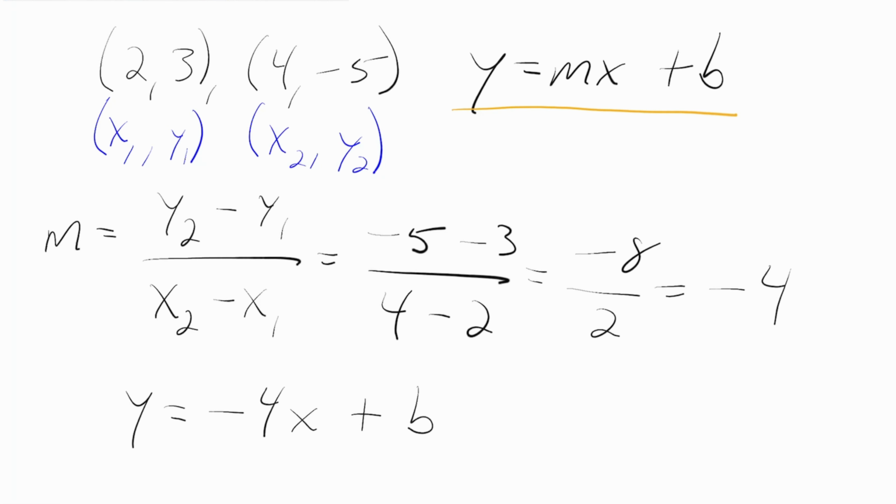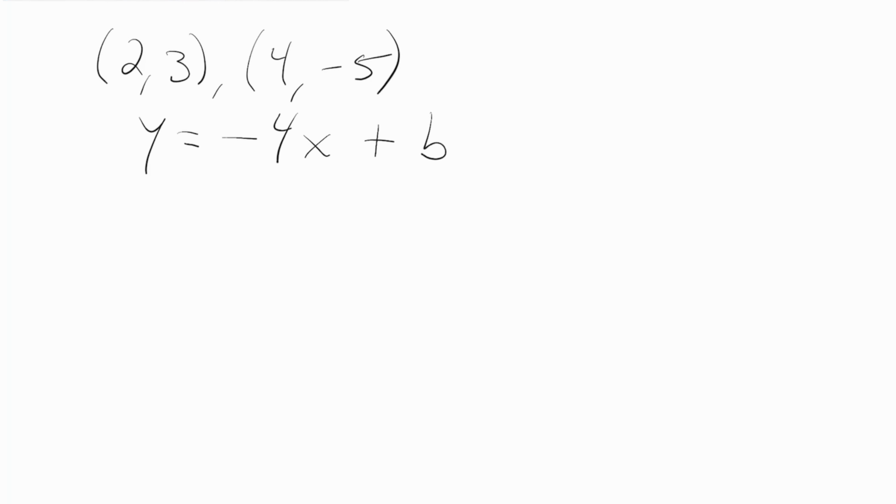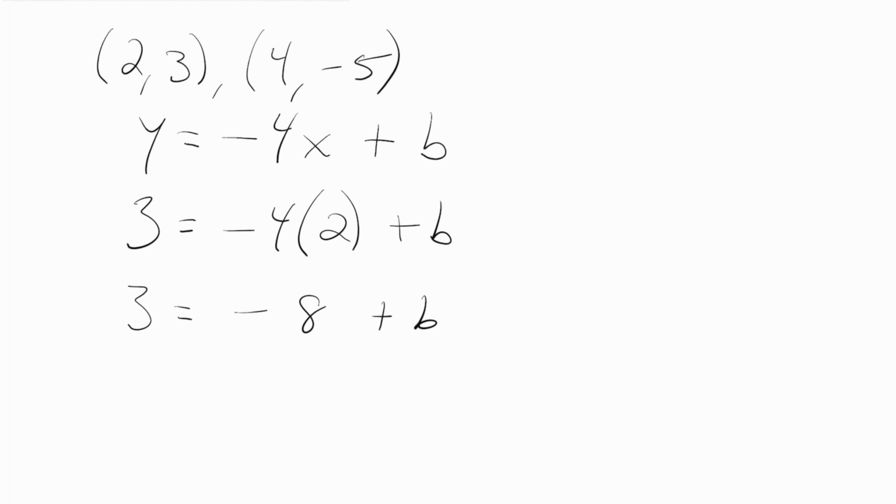So we could take either one of those 2 points and plug it into our equation. You could choose (2, 3), you could choose (4, -5). It doesn't really matter. Just choose the one that looks like it might be easier for you to solve. I'm going to choose (2, 3). So if we plug 3 in for y and 2 in for x, and continue to solve here, we get 3 = -8 + b. Of course, we're going to add 8 on both sides. This cancels out, and we get 11 is equal to b.